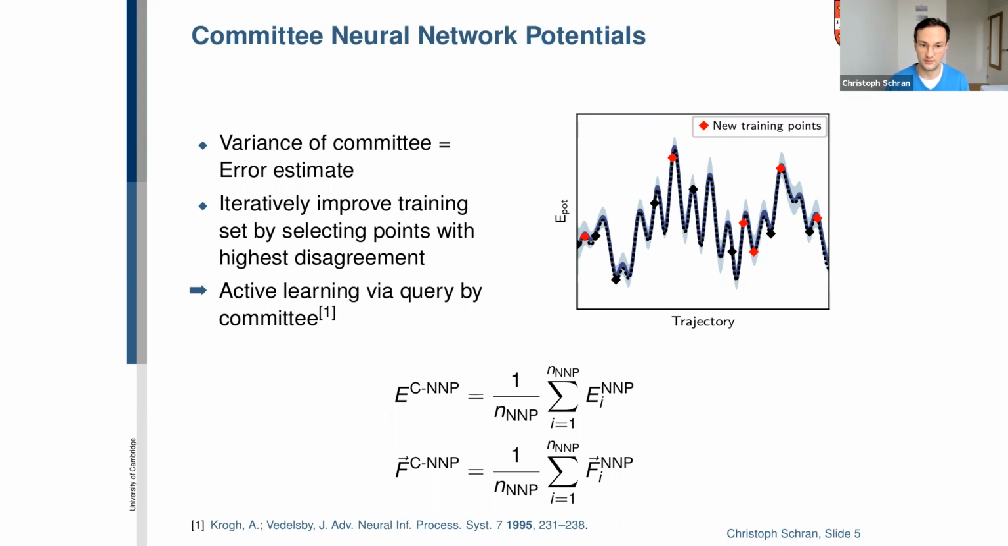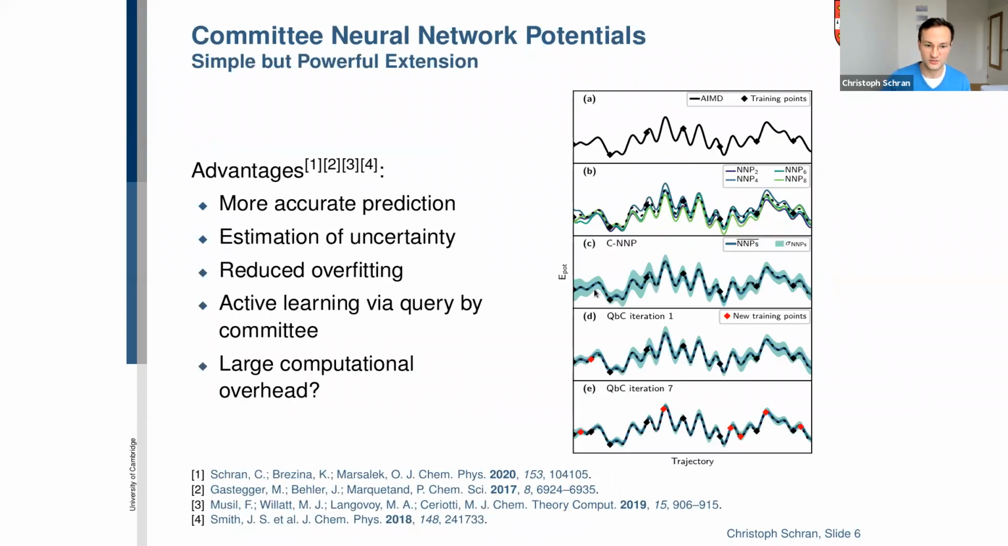Just to recap, why committees are useful and maybe advantageous over normal models: what I've shown you is that they usually lead to a more accurate prediction. At the same time, you have this estimate of the uncertainty. Another side effect is that you're usually reducing overfitting issues, and you have access to this very nice active learning procedure that can build up your training set.